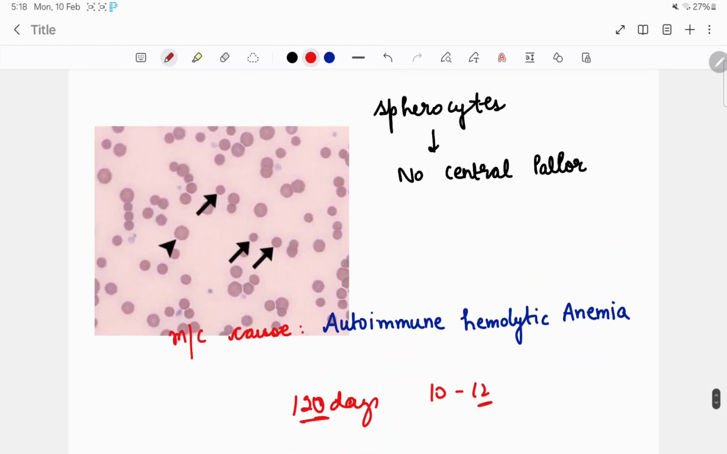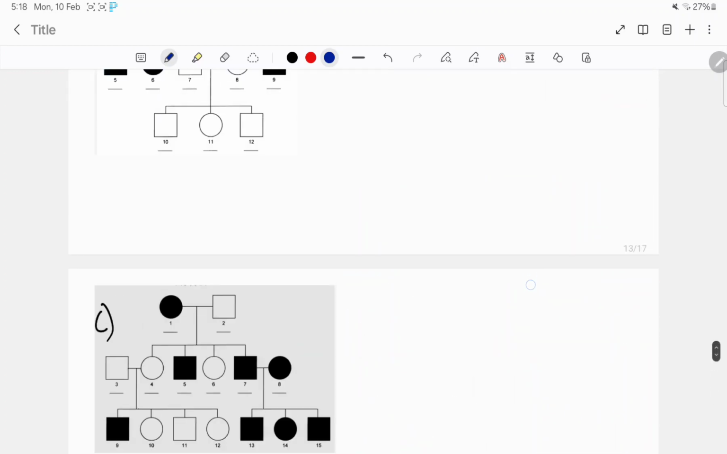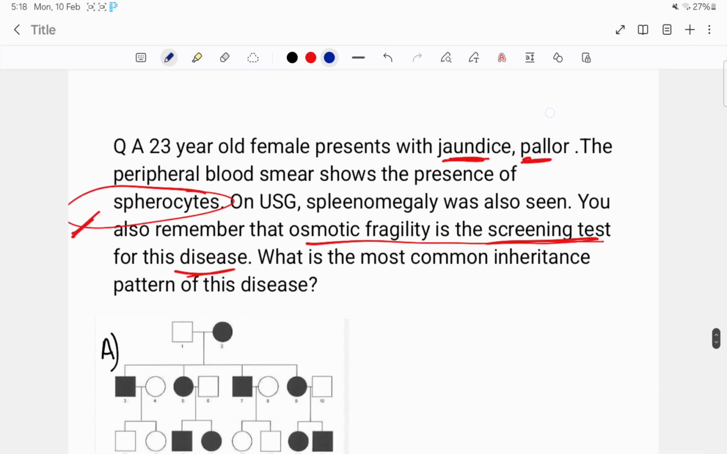And we often confuse this. I made this mistake during one of my GTs. What is the most common cause of spherocytes? It is not hereditary spherocytosis. It is autoimmune hemolytic anemia. It is very important, and I think it's a PYQ also. So first you have understood what spherocytes are. Now what is this disease?